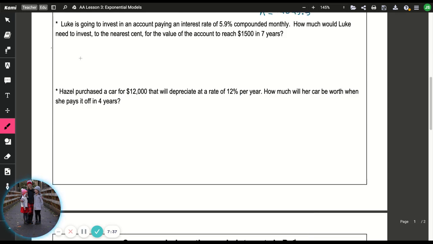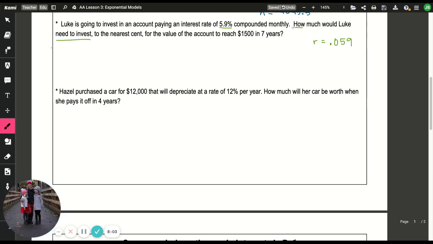Okay, next one. Luke is going to invest in an account paying an interest rate of 5.9%. So the rate is our R, but we need to turn it to a decimal. So R equals, if I move this decimal 2 places to the left, 1, 2, I get 0.059.